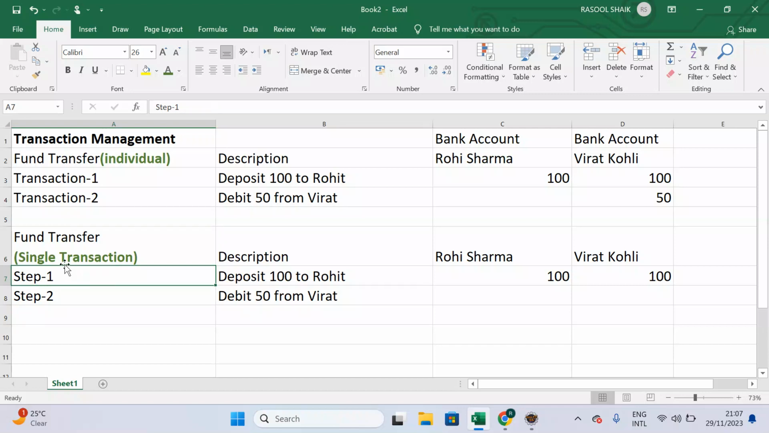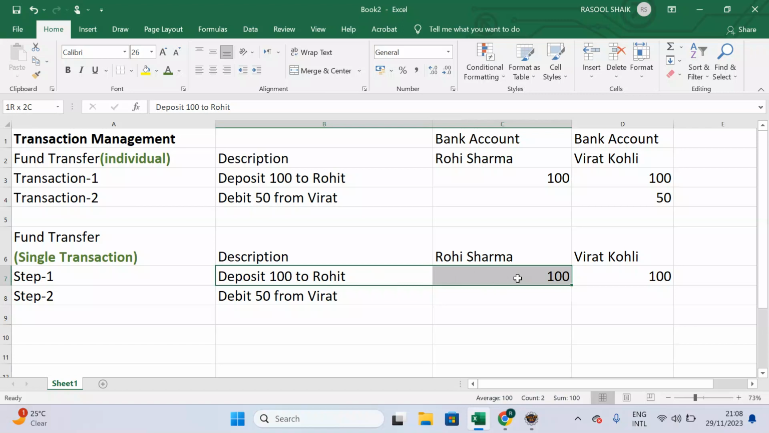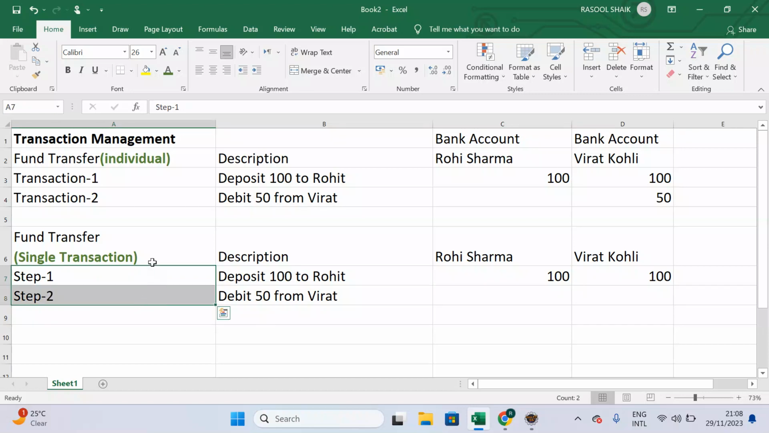Okay, so in this example, as part of a single transaction we have two steps. Step 1, depositing 100 rupees to Rohit Sharma's account, and step 2, debiting 50 rupees from Virat Kohli. So both are under one single transaction. Let's assume one success scenario.